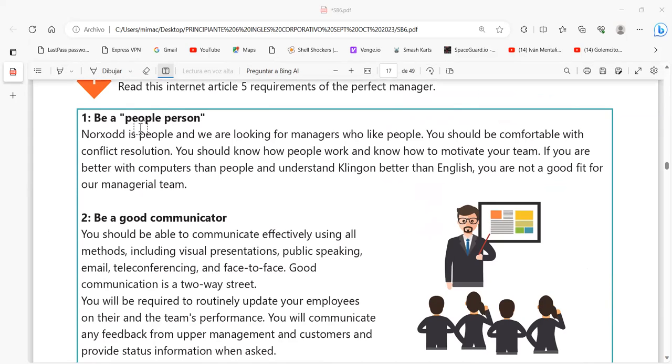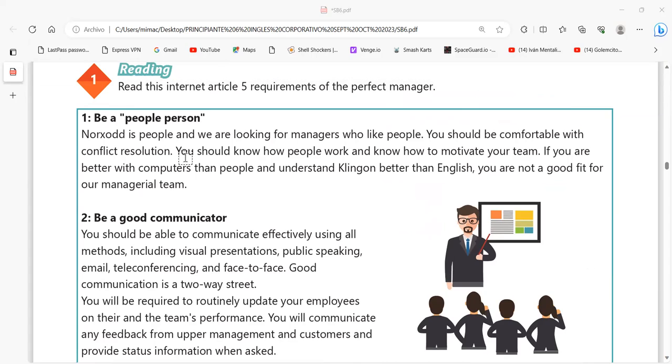Be a people person. Yes. Noxol is people, and we are looking for managers who like people. You should be comfortable with conflict resolution. You should know how people work and know how to motivate your team. If you are better with computers than people and understand Klingon better than English, you are not a good fit for our managerial team. Great.